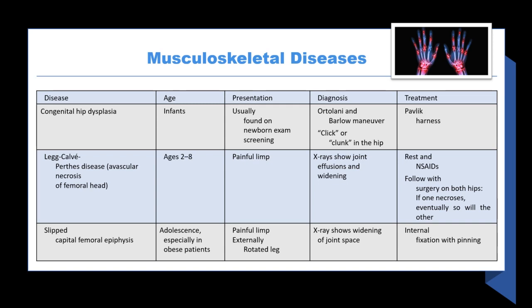Second clinical situation, this is Legg-Calvé-Perthes disease, which is the fancy name for avascular necrosis of the femoral head. It frequently presents at age 2 to 8, and the patient presents with a painful limp. On X-ray, we can see joint effusion and widening. The treatment is rest and NSAIDs, followed by surgery of both hips. If one has necrosis, eventually so will the other.